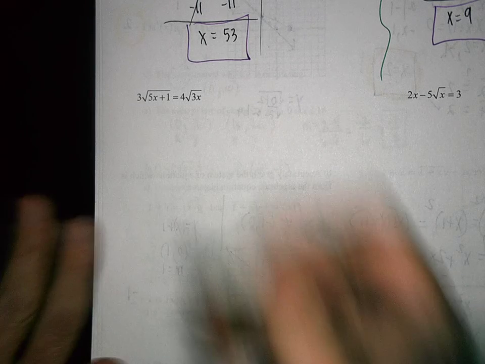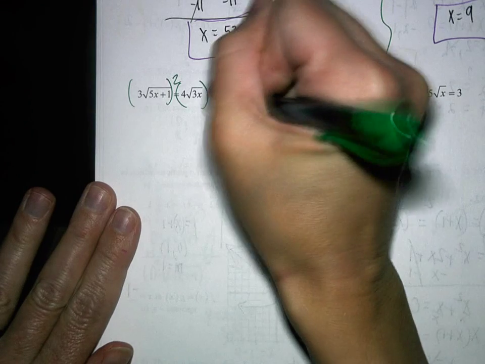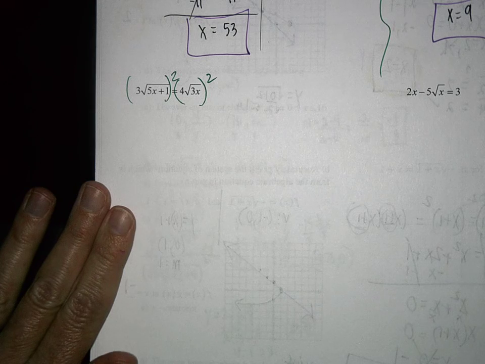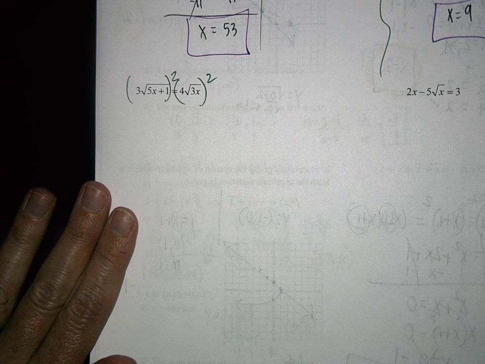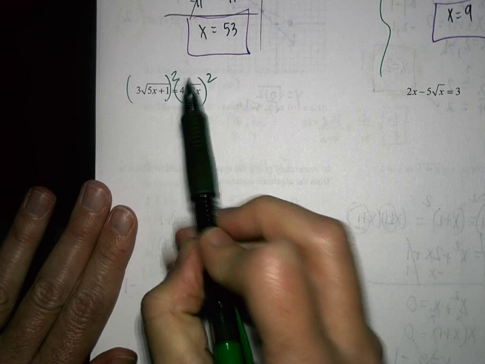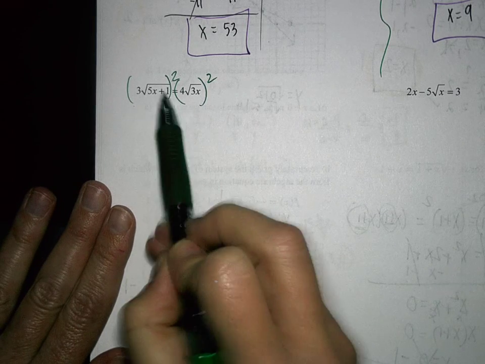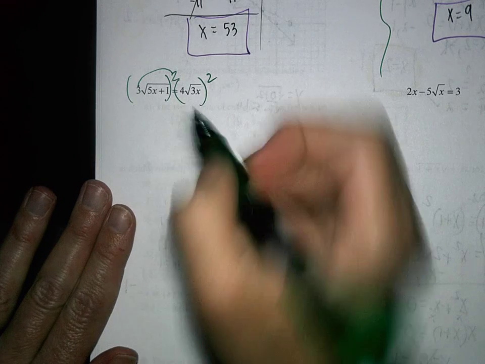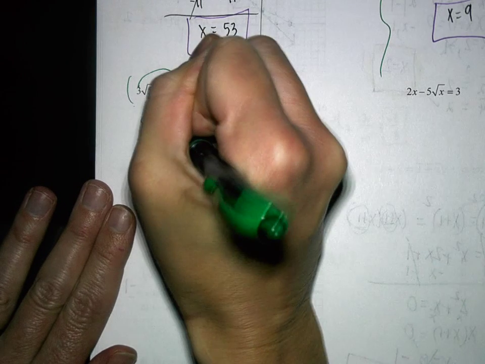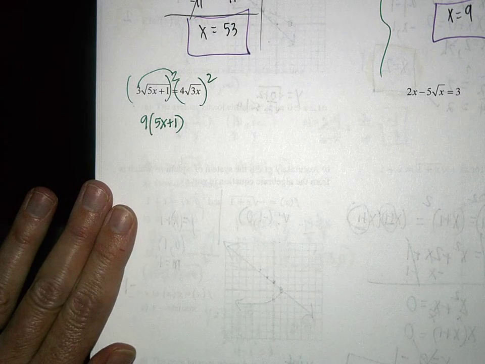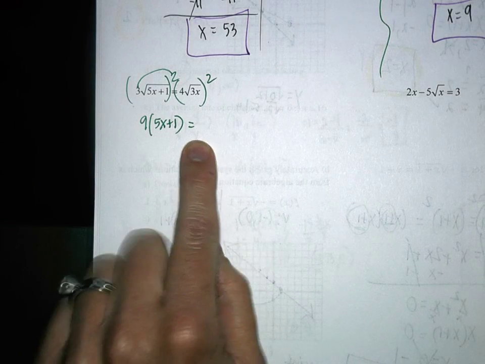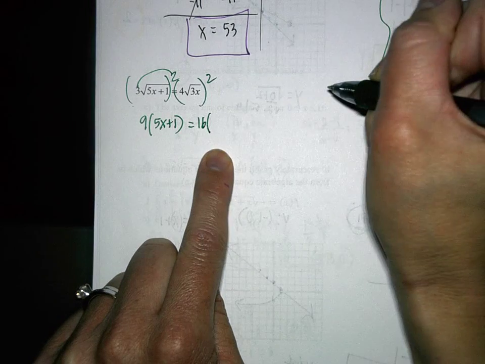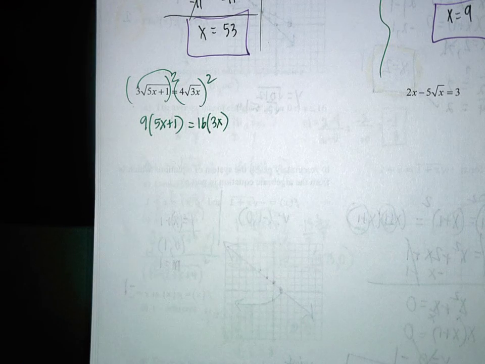Square both sides. Okay. So, when we square both sides, Anthony, can you answer this question? What would I need to make sure that I do? Yeah, well, that you have to square everything, right? And so that means that I would write this as what? 3 squared is 9 times 5x plus 1, because that would eliminate that square root. And then on the right side, Anthony, what would I end up with? 16 times 3x. Does anybody have questions on that?